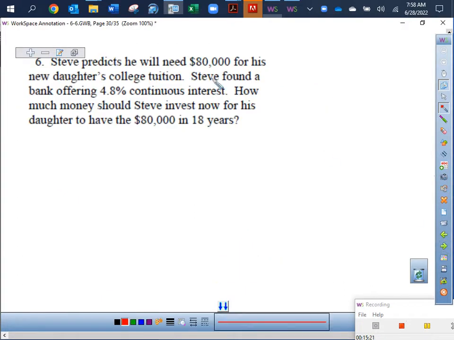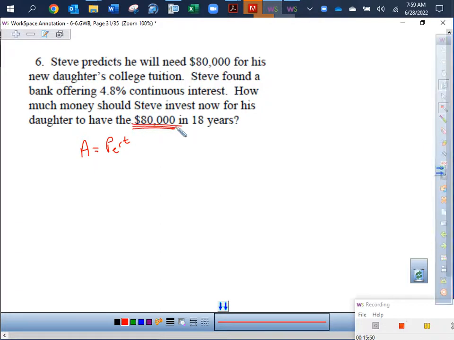And finally, Steve predicts that he will need 80 grand for his new daughter's college tuition. Steve found a bank that offers this much continuous interest. How much money should Steve invest now for his daughter to have 80 grand in 18 years? So continuous is a PERT situation. The question is, is the 80 grand the principal, the original starting amount, or the amount he wants when he's all done? Yep, you're right. It's the amount they want when they're all done.